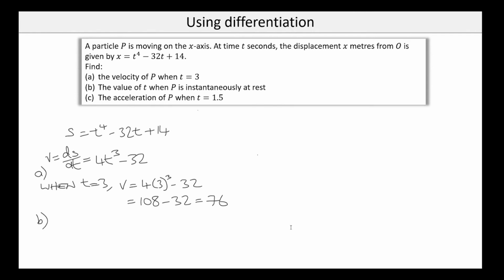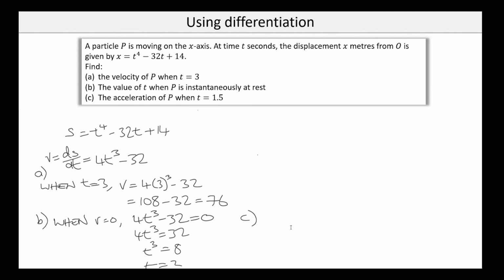In part B, we're asked to find the value of t for which P is instantaneously at rest. So here's that phrase again, instantaneously at rest. That's when the velocity equals 0 for a split second. Okay, so we're going to set the velocity function equal to 0. So this is a nice one to rearrange. We're going to add 32, divide by 4, and then cube root. The cube root of 8, we all know in our heads, that gets us 2.